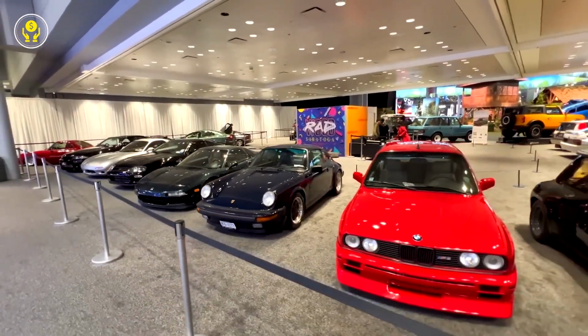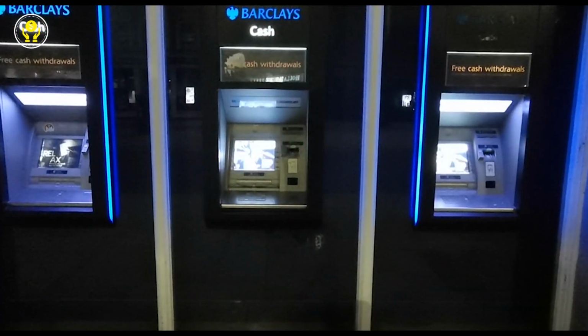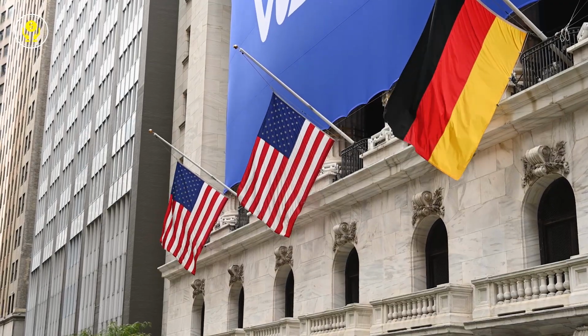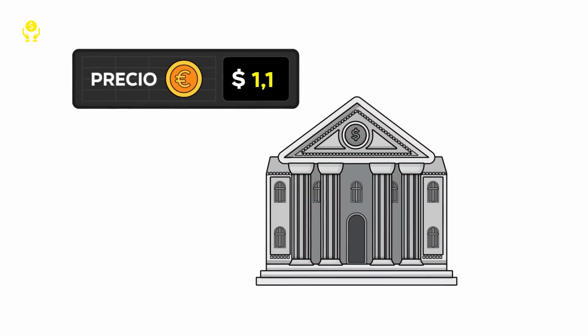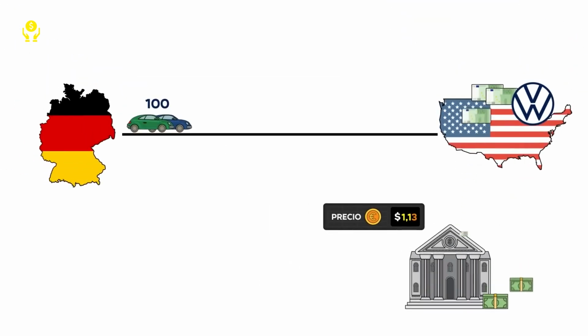This increased demand for euros will cause the value of the euro to rise. The German bank, in turn, will take advantage of this and increase the price of the euro. If the euro was previously sold at a rate of $1.10, the German bank may start selling euros at $1.13. However, Volkswagen won't mind paying 3 cents more for each euro since they will still make more money by selling cars in the United States. As the demand for cars increases, prices will also rise.